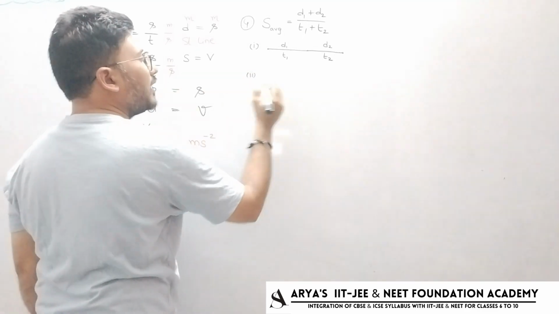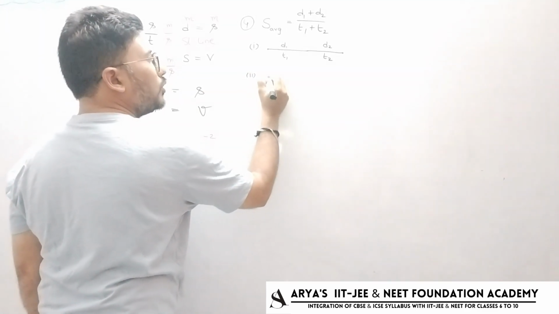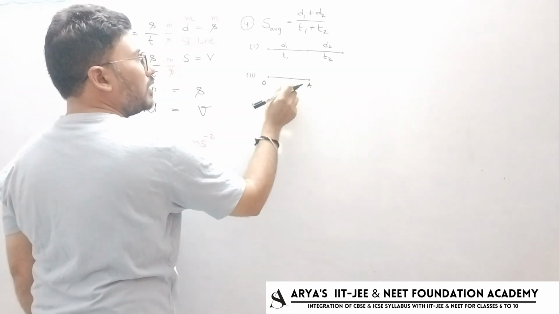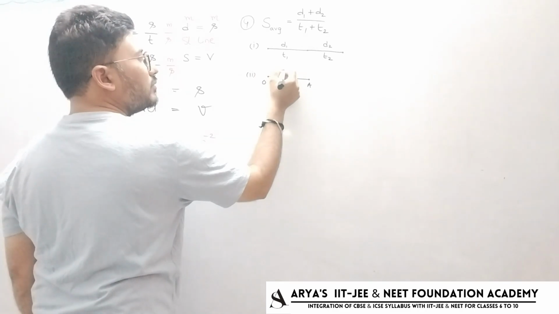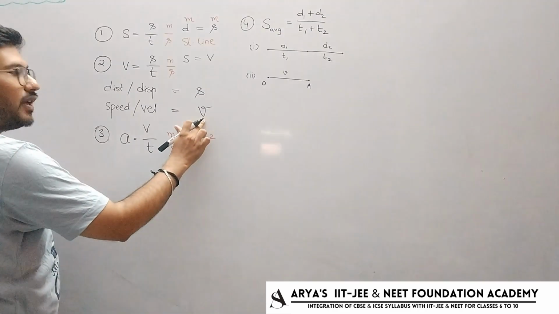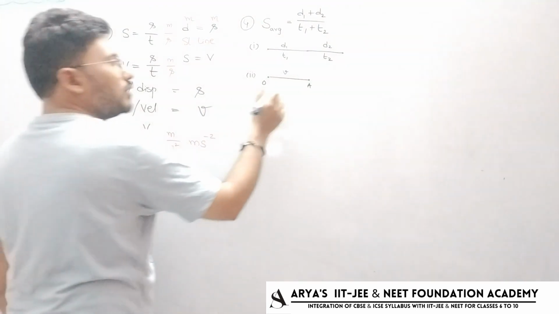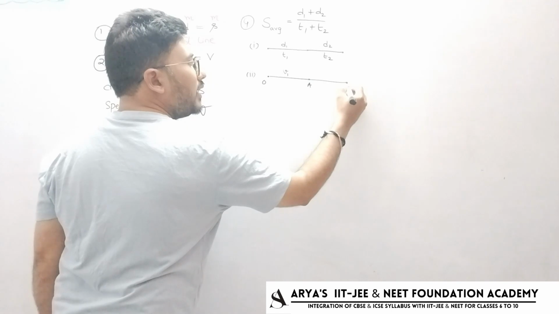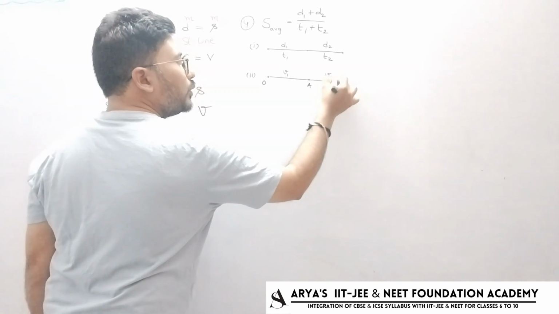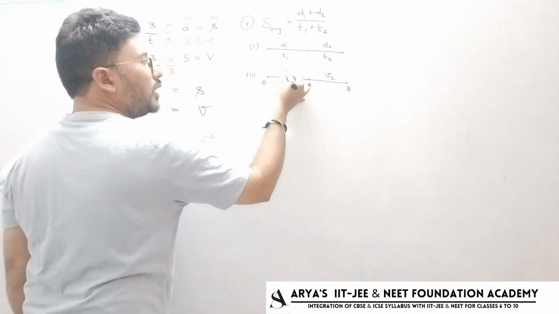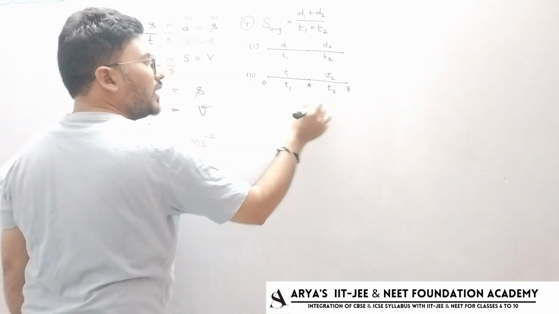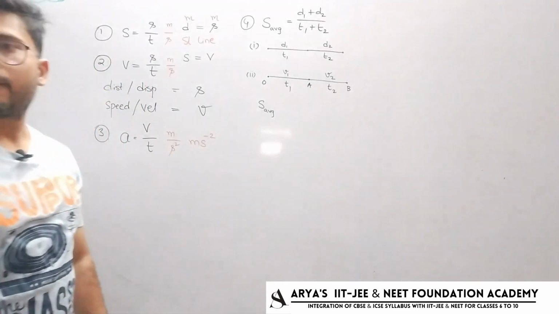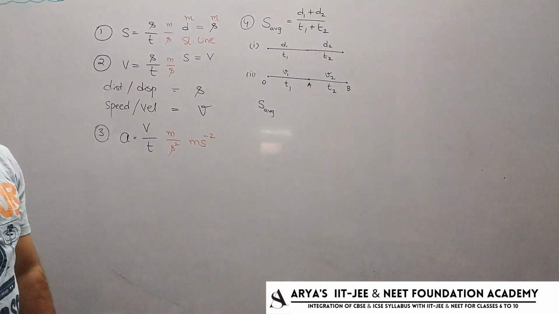Second situation I will tell. He will tell body travel from O to A with speed, let us mention with v. So O to A, it travelled with speed v1, and A to B, it travelled with speed v2, and it took t1, and here it took t2. Then find S average. How will you find? V1 plus V2 by OA plus AB.